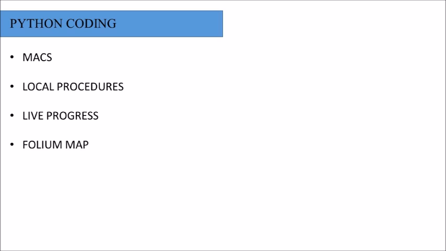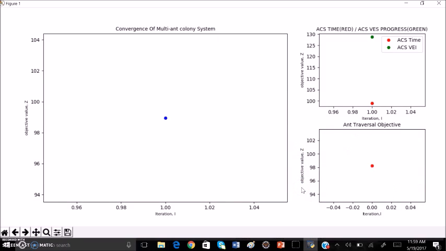The multi-ant colony system is coded in Python, along with the local search procedures, to solve the vehicle routing problem with time windows. While solving the vehicle routing problem with time windows using the multi-ant colony system, we are generating a live progress of the solution using the matplotlib library. This consists of three plots. The left plot shows the convergence of the MACS multi-ant colony system algorithm, while the plots on the right show the progress of individual ant colony systems.